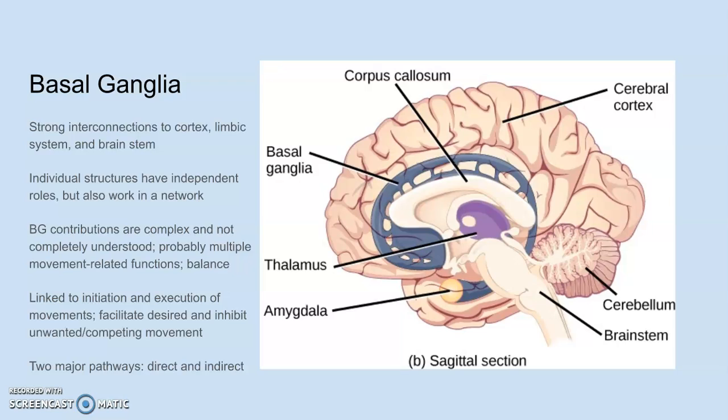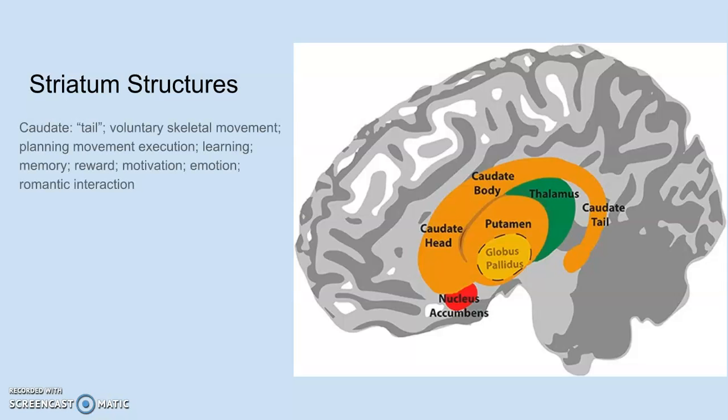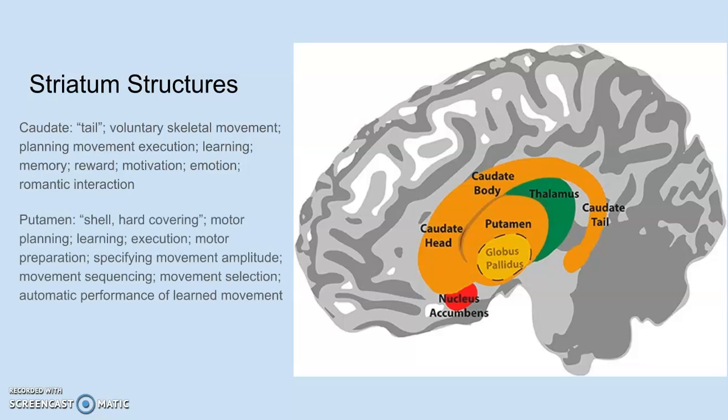Basal ganglia is split into two major sections, the structures that belong to the striatum and the structures that don't. First, I want to talk about the structures that belong to the striatum. First structure I want to discuss is the caudate, which just means tail. And this is responsible for voluntary skeletal movement, the planning of movement execution, learning, memory, reward, motivation, emotion, and romantic interaction.